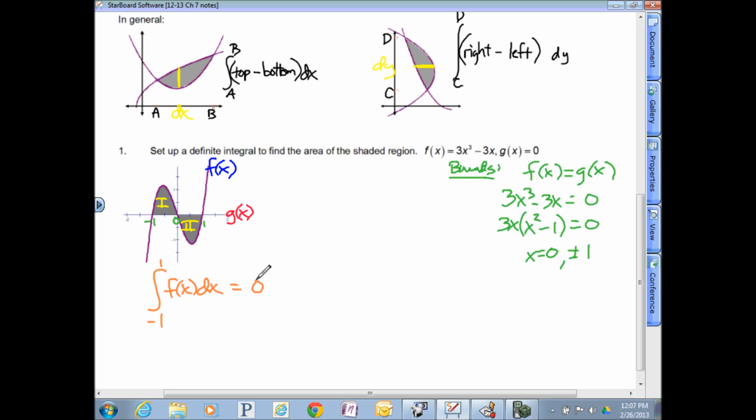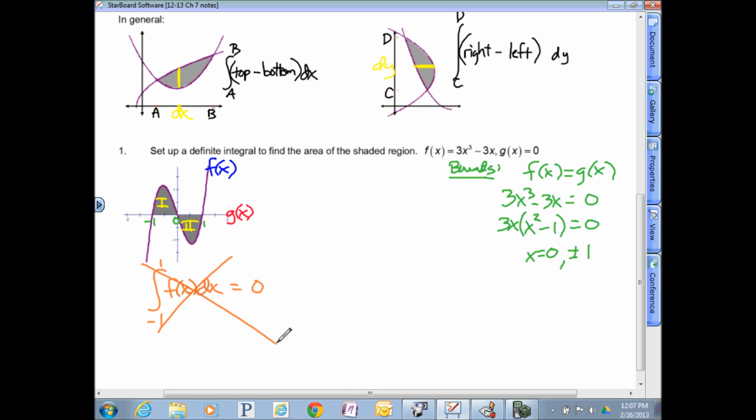Well, no area doesn't make any sense whatsoever, because there clearly is a region that's shaded, and it should have an area. But according to this orange thing that I have, we wouldn't have one. So you've got to be careful. That's why we have to define this top function and bottom function thing.